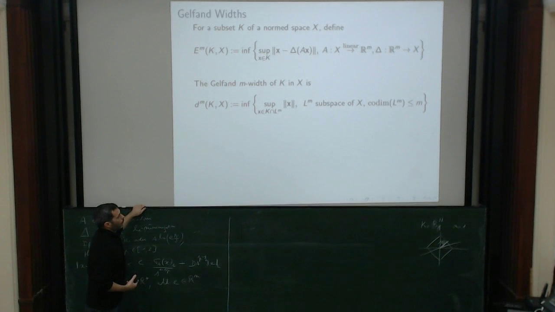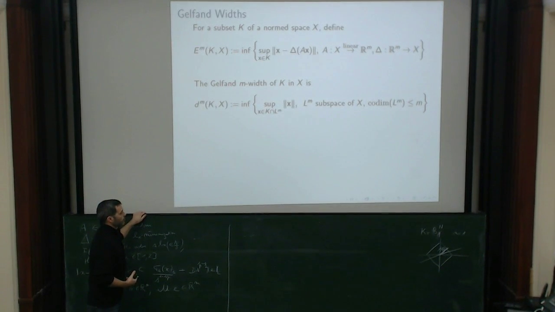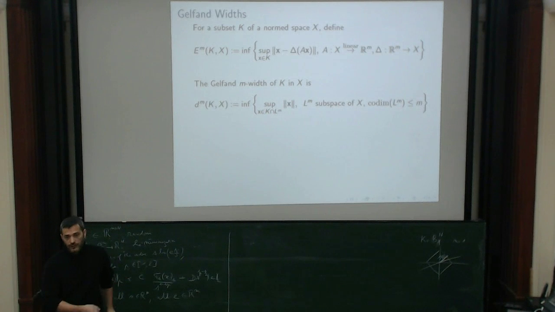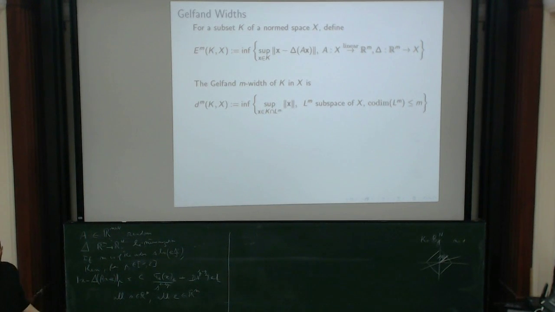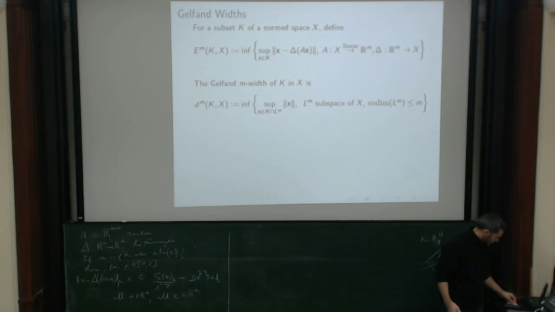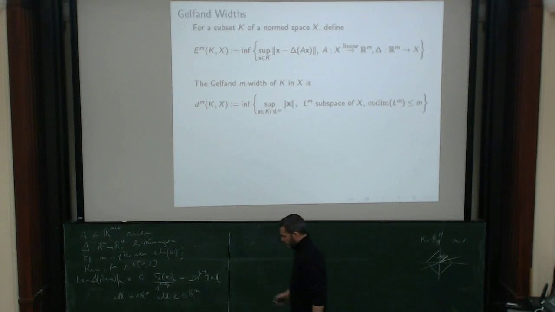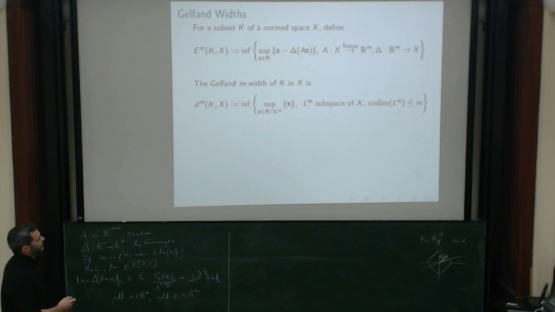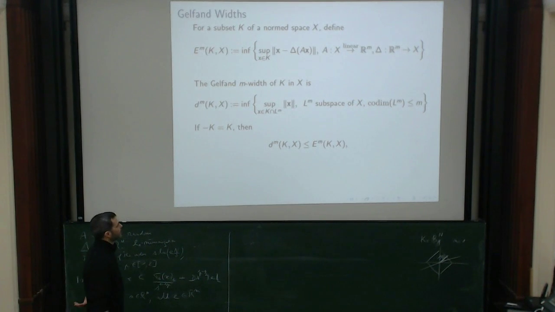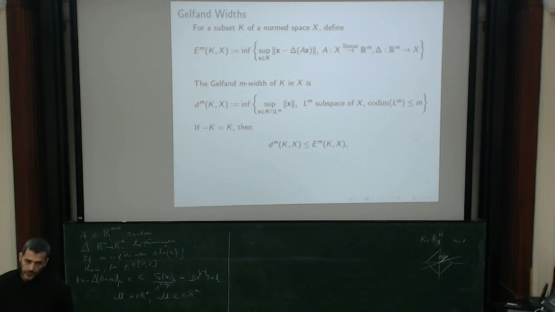Now, why do I mention Gelfand width? Well, it is clear that the first compressive sensing width is relevant for measuring how well we can do in compressive sensing. The second quantity is not clear exactly what it does, but we have this relation. If K is a subset that is symmetric, in other words, the opposite of anything that is in K is in K, then the Gelfand width is dominated by the compressive sensing width. That's one thing. So if you want to estimate the Gelfand width, you can estimate this.